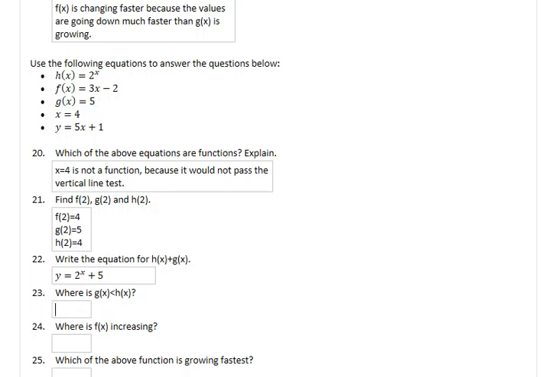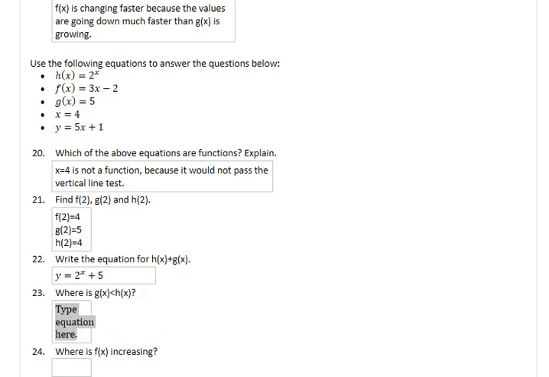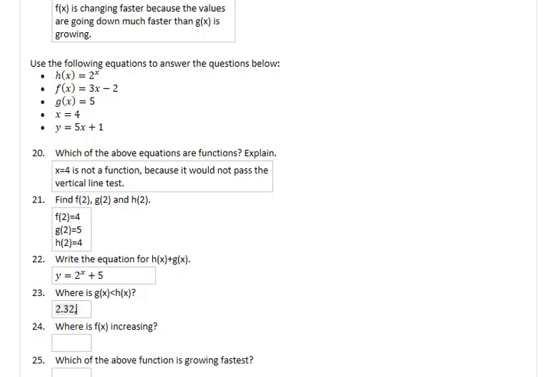I need to put this in an interval. So I have 2.32, and then my other point is infinity because it goes up and up forever. Again, keep in mind there is no equals to. This is going to be a soft bracket. And this is also a soft bracket because it goes to infinity.